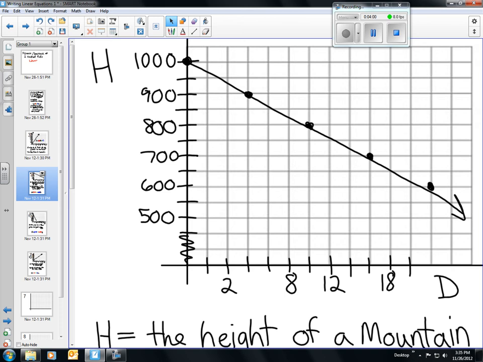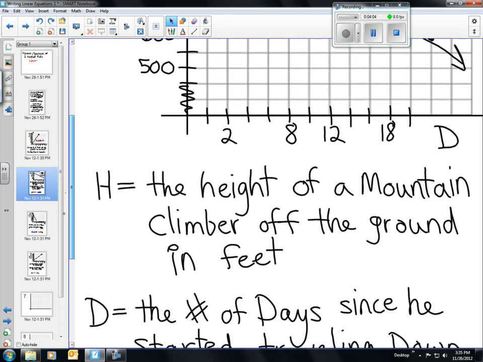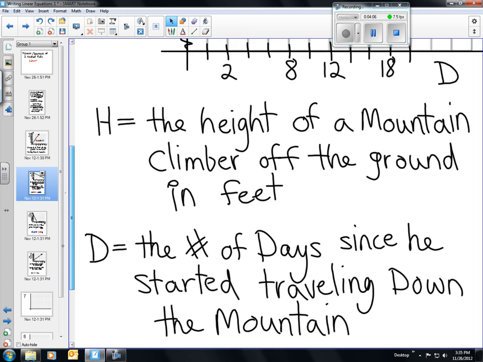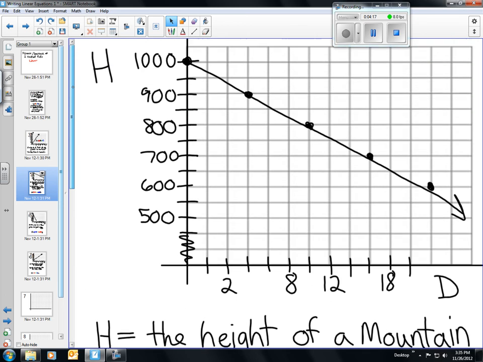Let's suppose we were told that h and d are two variables, and we have the meaning of these variables. h is the height of a mountain climber off the ground in feet, and d is the number of days since he started traveling down the mountain. And so in this case, we know that he was 1,000 feet off the ground when he started that descent.